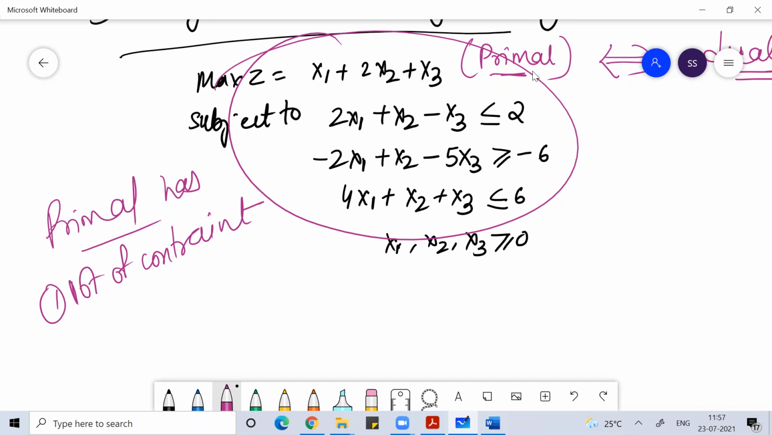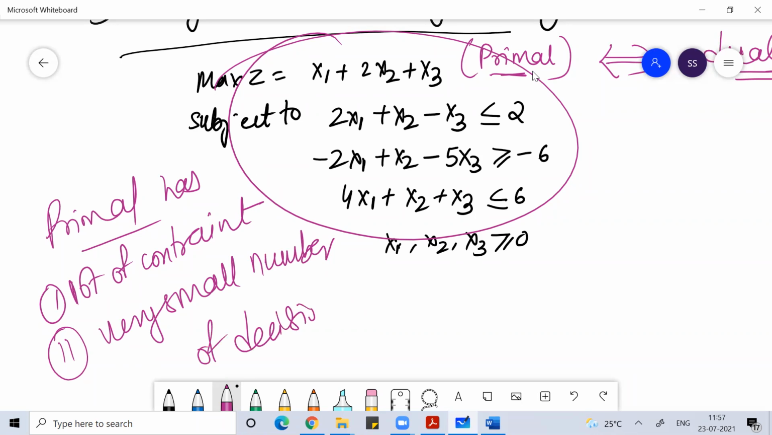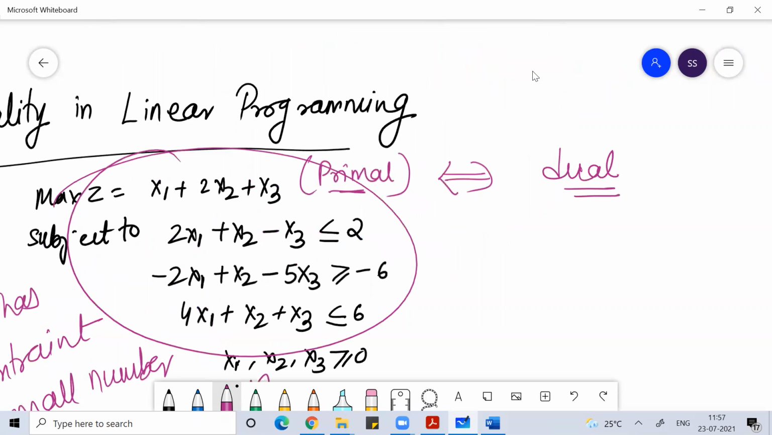So imagine if your primal has a lot of constraints, or it may have a very small number of decision variables. Okay, so under this scenario, what happens? Your mechanism of solving the problem will be cumbersome. So what you can do is look at the same problem in dual form. You can transform the same problem into dual form. Okay, how to transform the given problem to dual form?